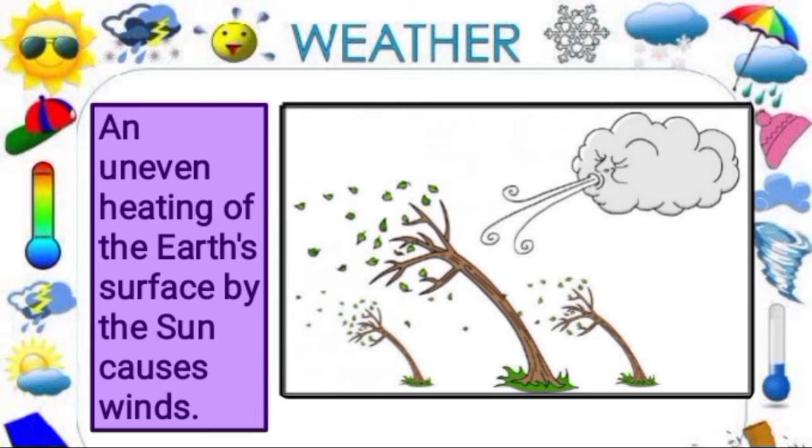But different kinds of wind have different names. A gentle wind is called a breeze, whereas a strong wind is called a gale. Very strong winds are called storms, and storms that occur along with thunder and lightning are called thunderstorms.